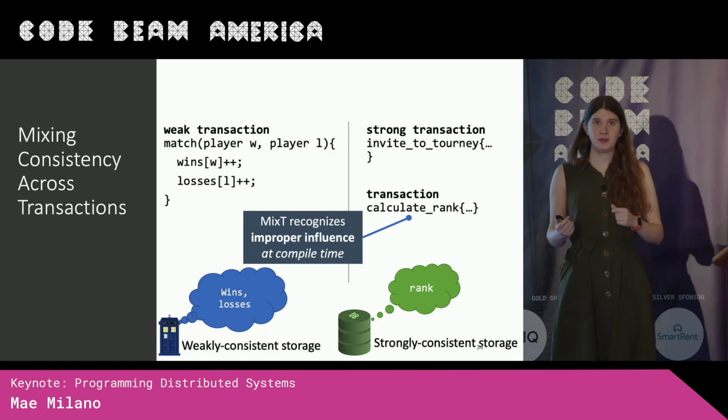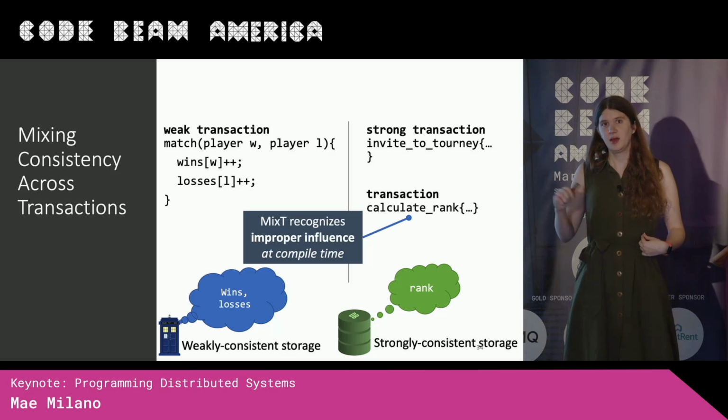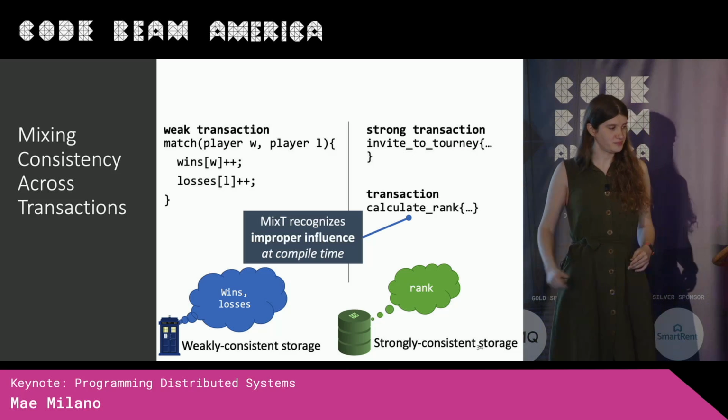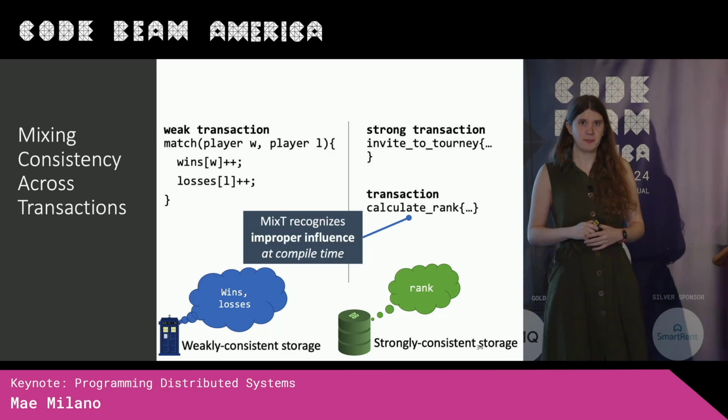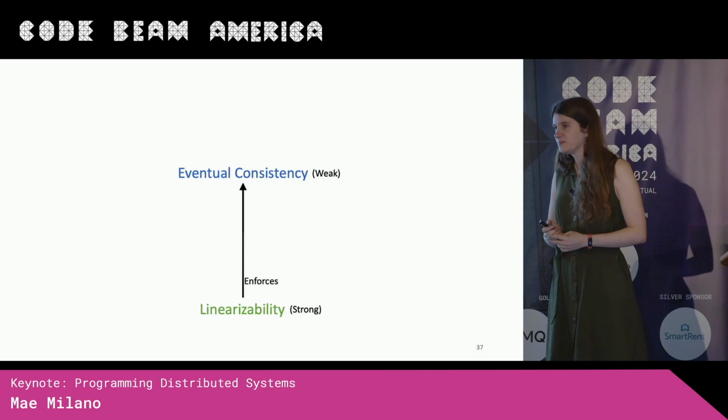Now, Mixed is able as a language and compiler to automatically recognize this at compile time, and to tell you that the calculate rank transaction is fundamentally flawed. And we'll go into how that happens in detail, but I do want to confess something first.